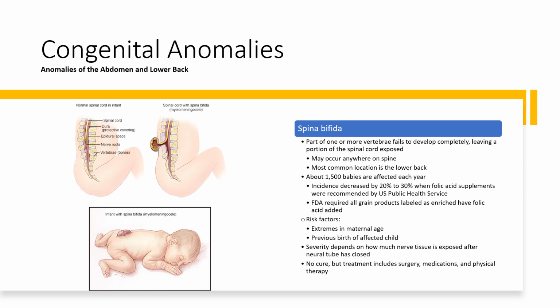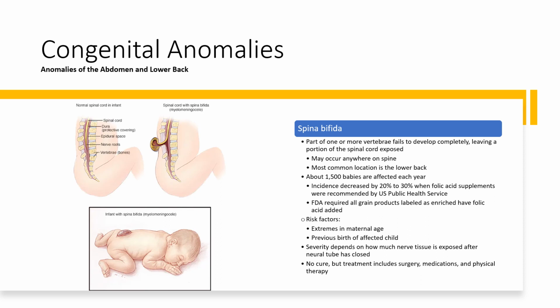Some risk factors: extremes in maternal age, previous birth affected child, and basically by how much of the neural tube / the spinal cord is exposed. No cure, but surgeries can help. And we'll go over the 3 different versions.